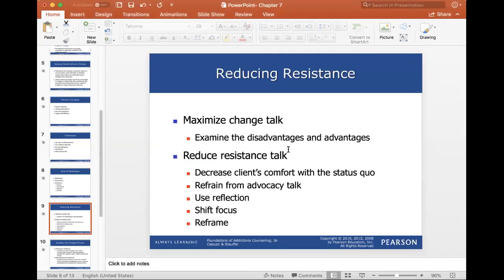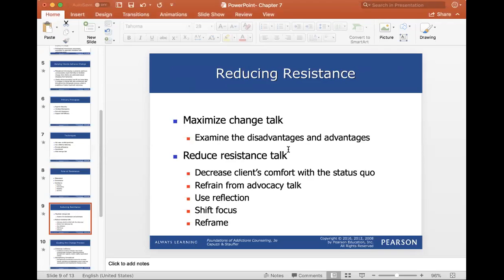To reduce resistance, you want to maximize their change talk. So examine the disadvantages and advantages. Again, what would happen if you continue to do this? What would happen with your wife? What would happen with the relationship with your kids? What would happen to your finances? What would happen with your job? All these questions to really highlight the consequences that are going to come about the longer they use.